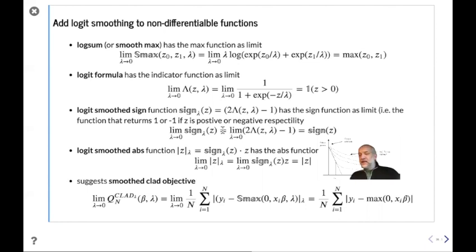Again, you let lambda go to infinity, and this kind of logit smooth sign operator returns the sign of z. Okay, I can illustrate. I have a little Python code that illustrates it in just a second.